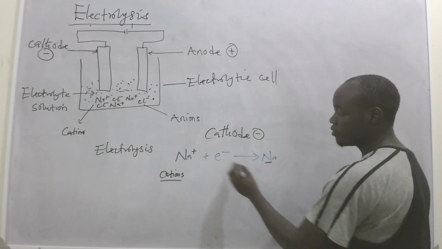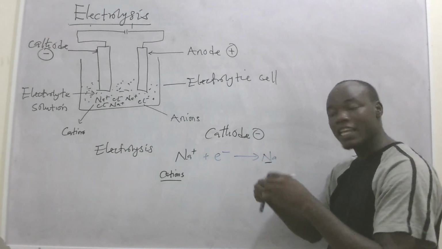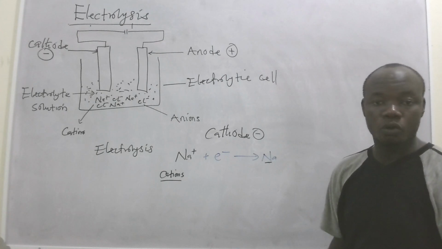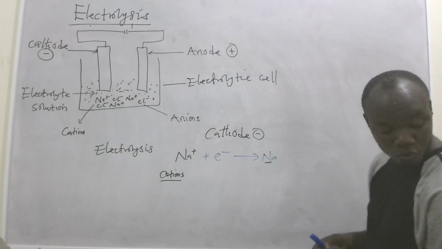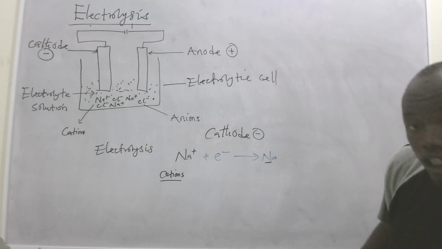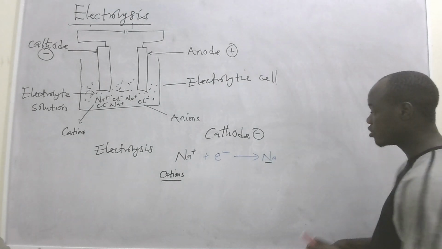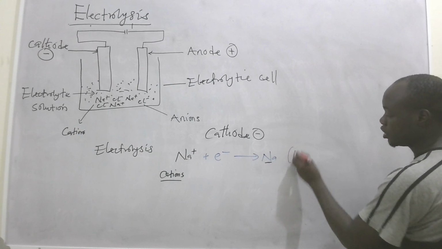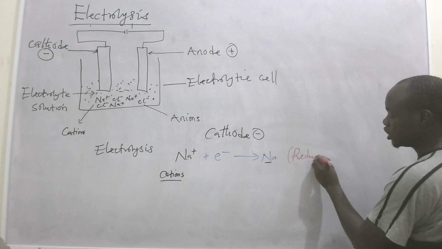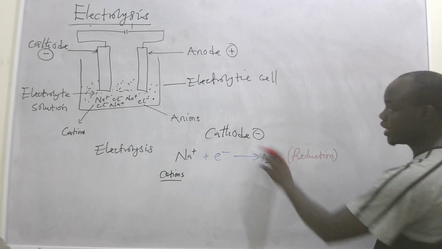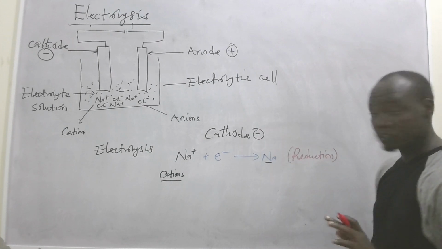What happens at this stage? It means that sodium gains an electron. And remember from the basic knowledge of chemical reactions, whenever there is a gain of electrons, we have reduction. So reduction takes place at the cathode because there is a gain of electrons.